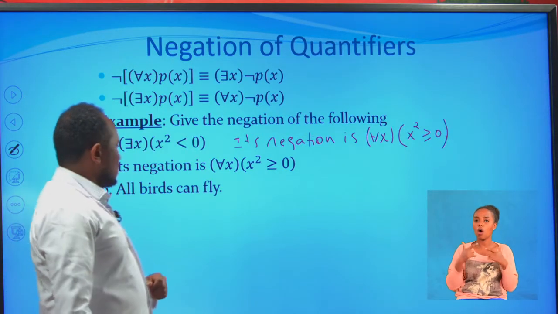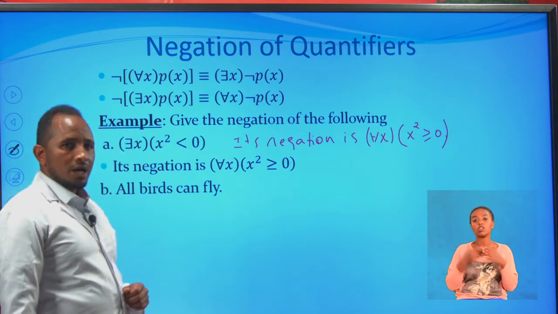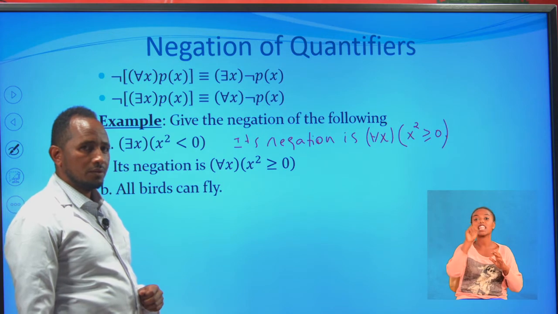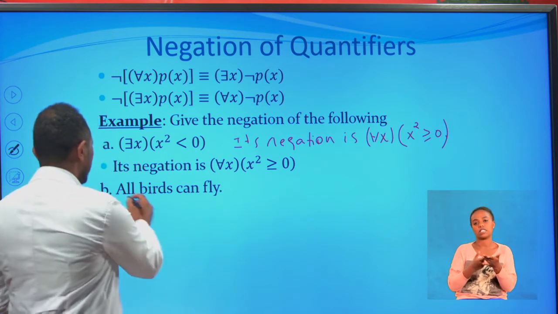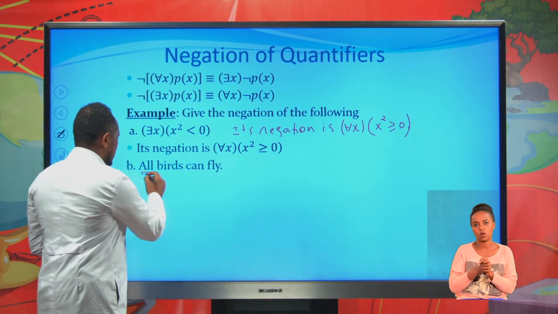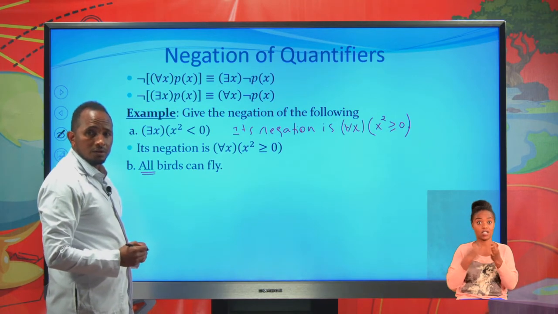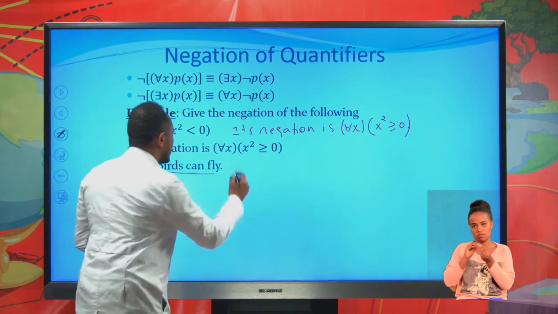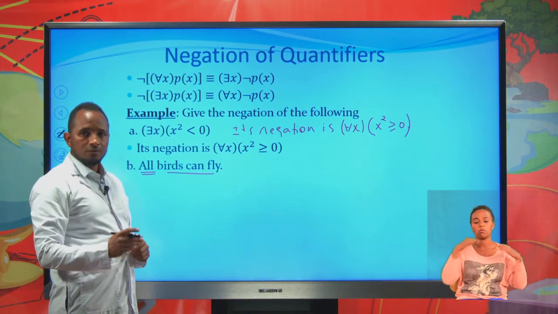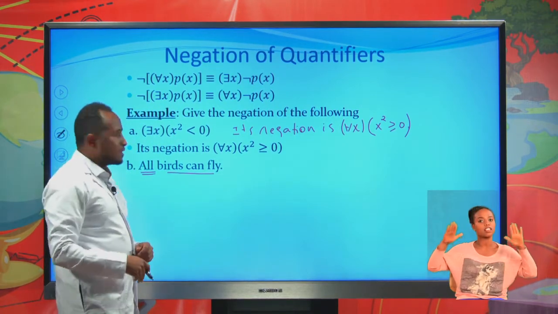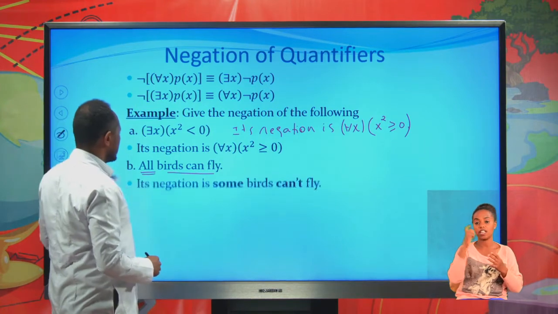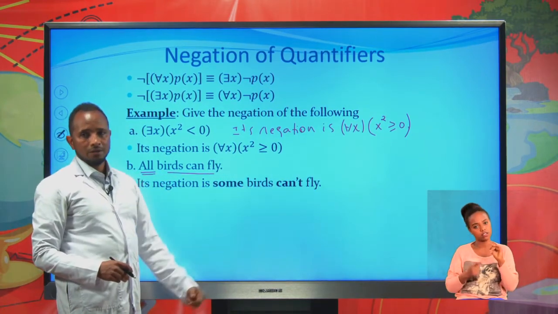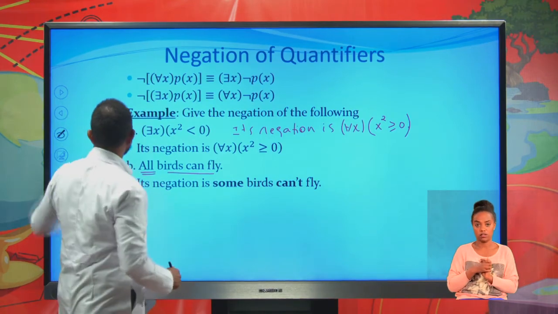Now, let's see this one. All birds can fly. What will be the negation of this statement? Here, it's the quantifier all. Its negation is some. And here, birds can fly will be converted into birds can't fly. Therefore, the negation of this statement will be: some birds can't fly. That's it.